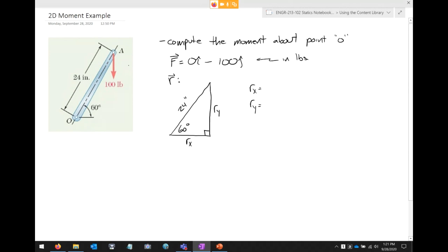Well, this is a triangle, so this should be pretty simple. Rx is going to be 24 inches times the cosine of 60 degrees, and Ry is 24 inches times the sine of 60 degrees. So help me out. Rx, I'll do Rx, you do Ry. Rx, that one's easy. That actually comes up to just 12 inches.